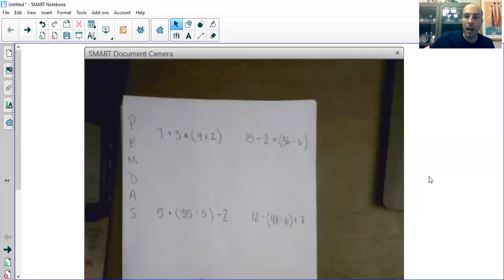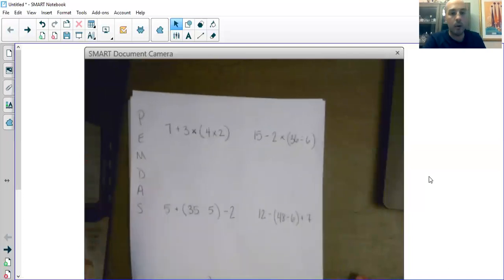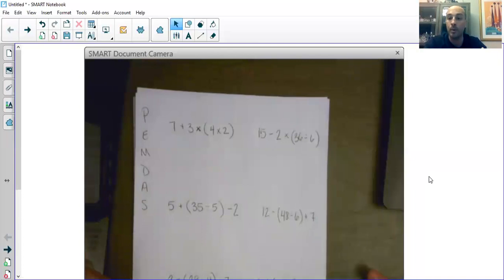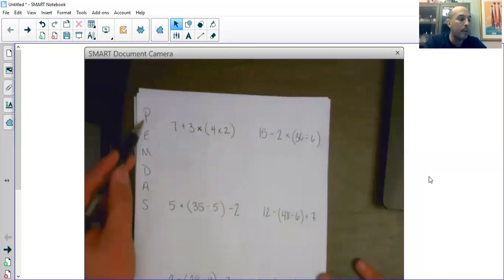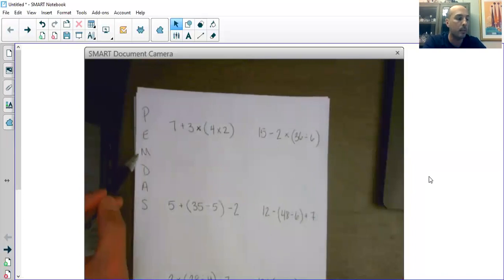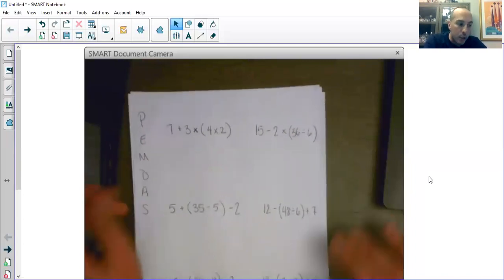So instead of writing all the words out, I can just go ahead and write out the acronym. Okay, an acronym is a letter combination that represents something else. So PEMDAS represents parentheses, exponents, multiplication, division, addition, subtraction, the order of operations. And I'm going to use that here.